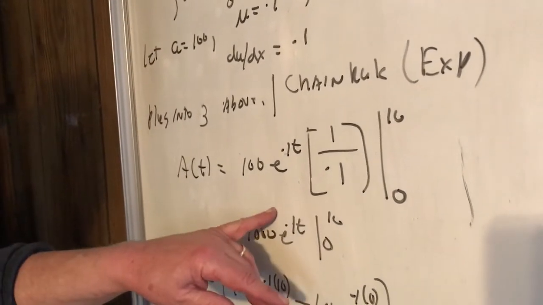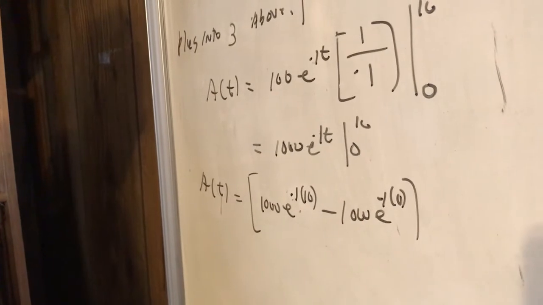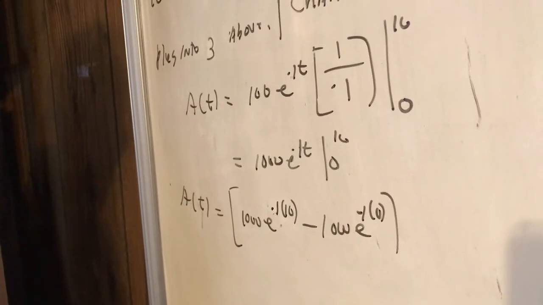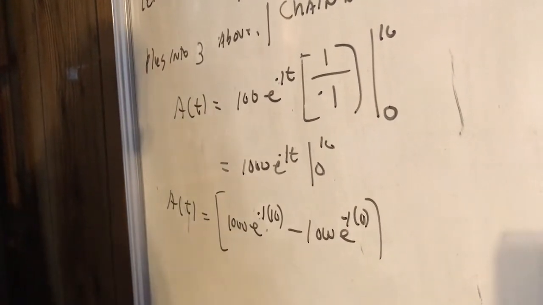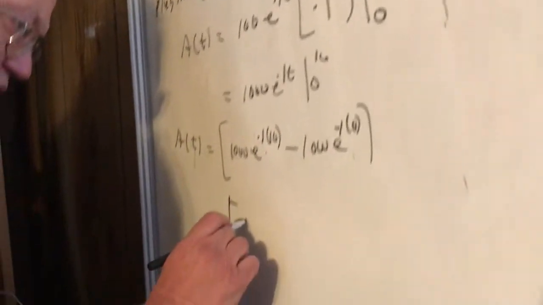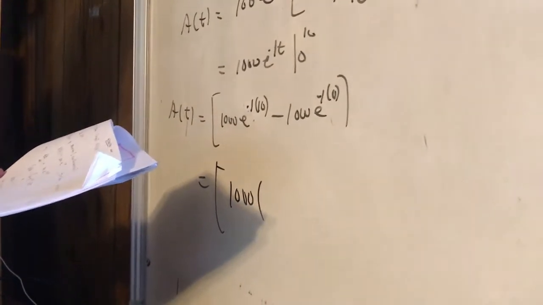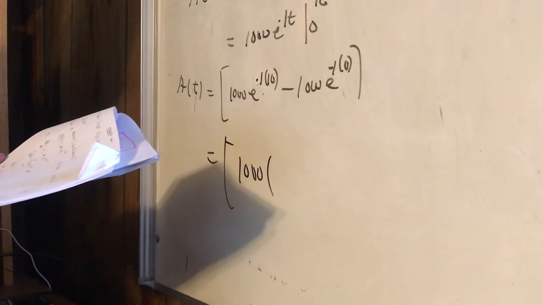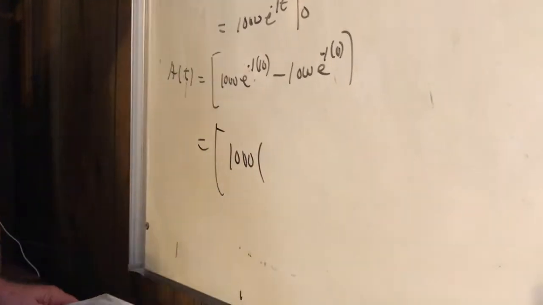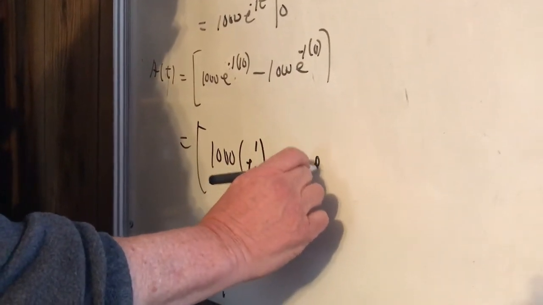The difference in this one is the other one was negative. So now we have 1,000 e to the 0.1 times 10, minus 1,000 e to the 0. Okay, so this becomes 1,000, and that's going to be e to the 1. I think I skipped that step. Oh no, 1,000 e to the 1, minus 1,000 e to the 0.